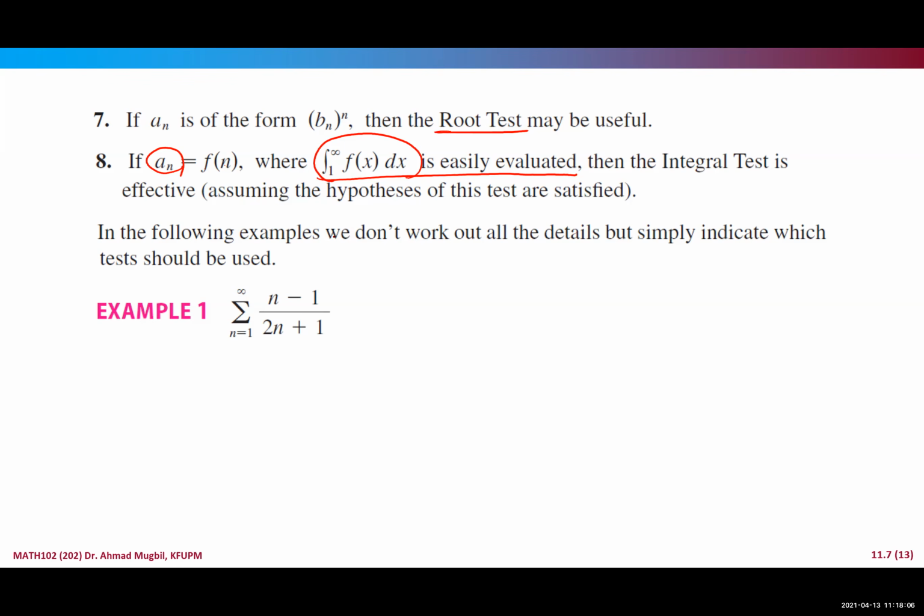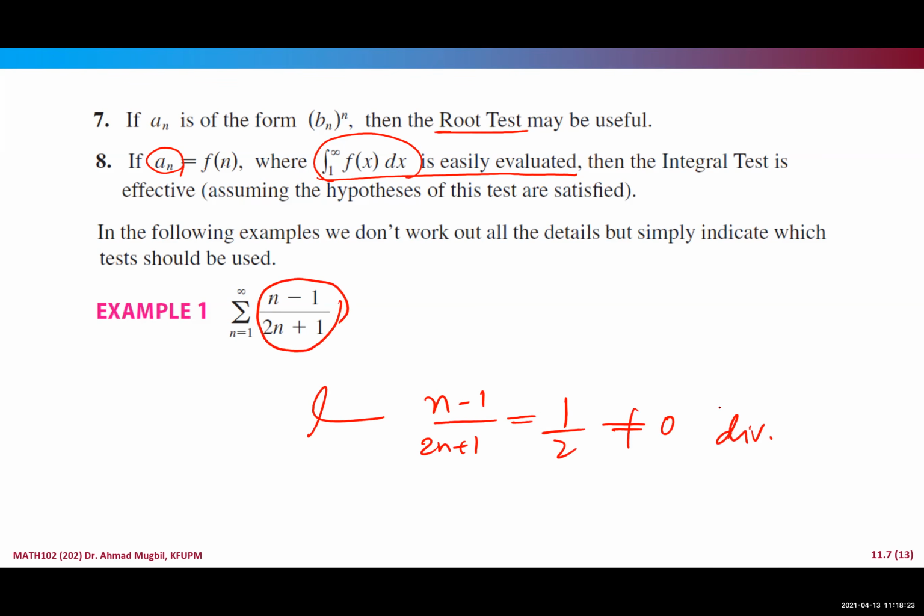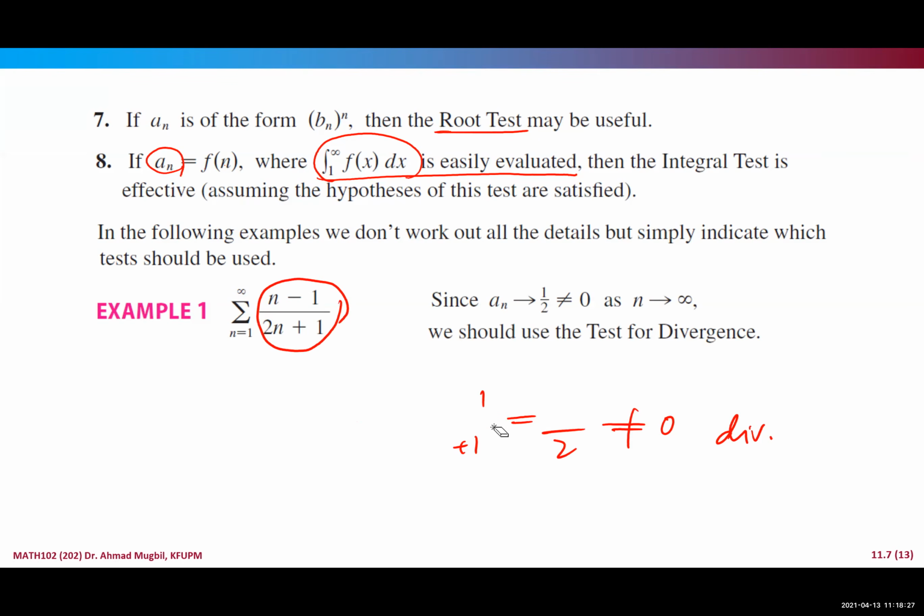So here, look at a glance at the nth term. The limit of the nth term is 1 over 2, the leading coefficient over leading coefficient. So it is not zero. So the series is divergent by the test for divergence. If the limit is 0, it might converge, it might not. We have no decision. Great.